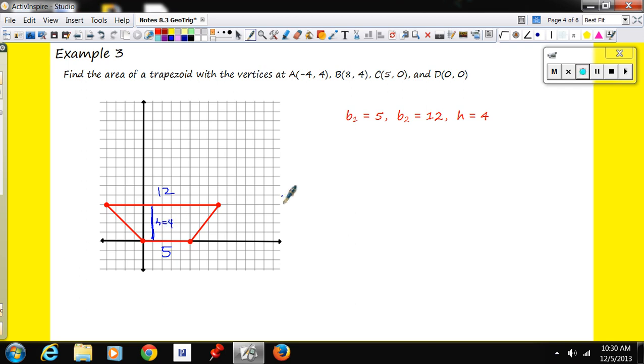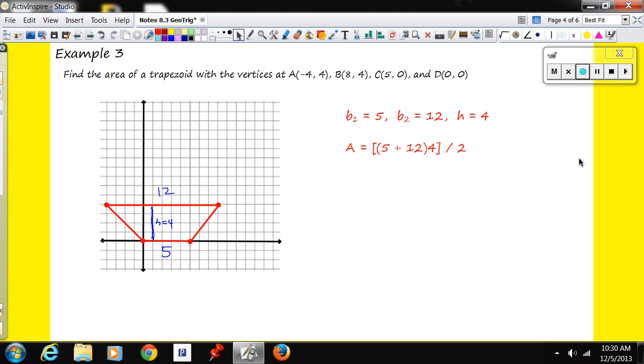Now let me ask you one question. Does my B1 have to be 5, or does B2 have to be 12, or could I switch those two? I can switch. It doesn't matter which base. You just need to add the two bases. My general rule is I usually make the smaller one base 1, but it doesn't matter. You could always make your top one base 1. In this case, it would be a base 1 of 12 and a base 2 of 5. So it doesn't matter.